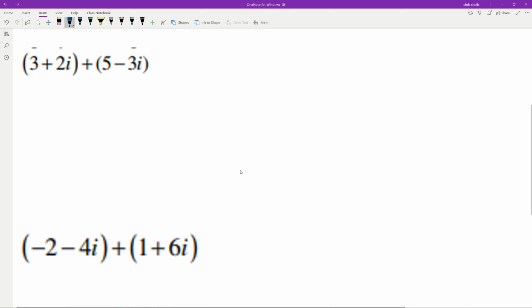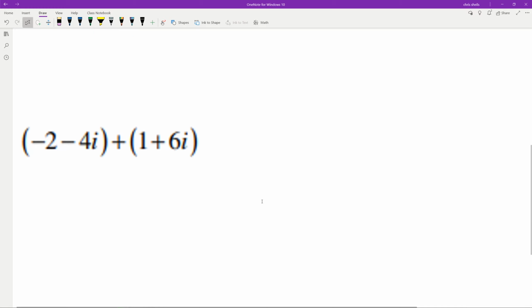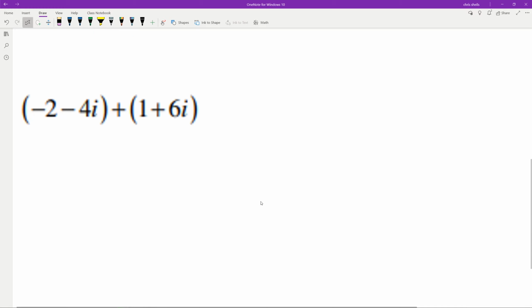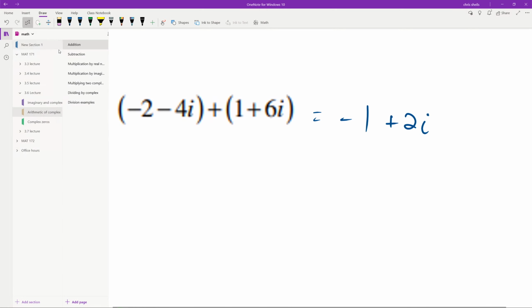For this next one, let's see, 3 plus 5 is 8. 2 plus -3 is -1i. So once again, we just combine the real parts, we combine the imaginary parts. And this last one, -2 plus 1 is -1. -4i plus 6i is plus 2i. And that's it for addition.